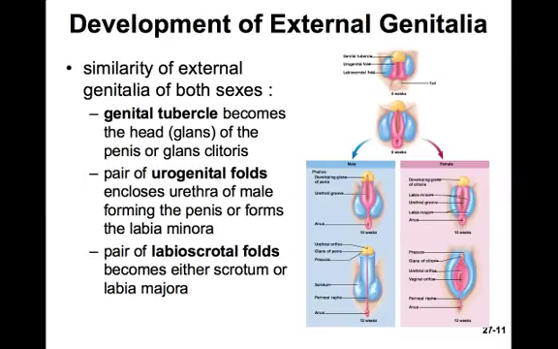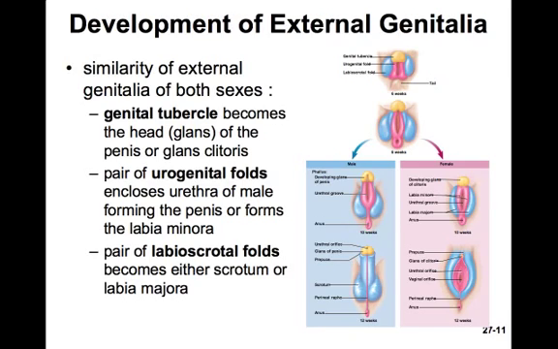Development of external genitalia occurs in a very similar fashion in both sexes. There's 3 root materials: the genital tubercle, which will either become the head of the penis, the glans, or the clitoris. A pair of urogenital folds that you see here in pink that will either become the urethra of the male and forms the penis, or it will form the labia minora. The urogenital fold is composed of erectile tissue. And then there's a pair of labioscrotal folds that can either become the scrotum or the labia majora.